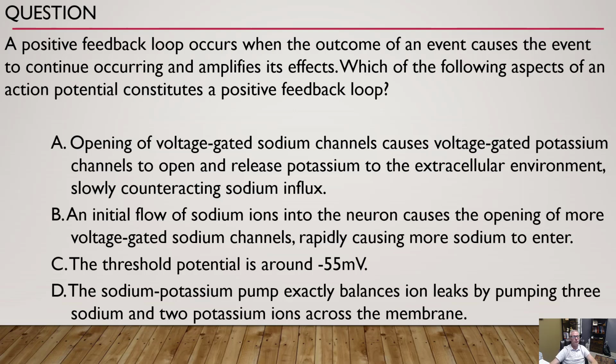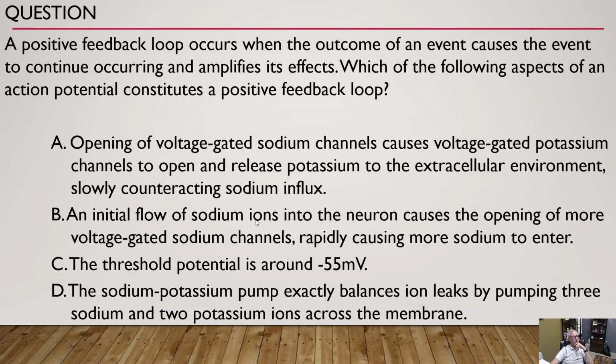So that leads us to this question. A positive feedback loop occurs when the outcome of an event causes the event to continue occurring and amplifies its effect. Which of the following aspects of an action potential constitutes a positive feedback loop? A: Opening of voltage-gated sodium channels causes voltage-gated potassium channels to open and release potassium to the extracellular environment, slowly countering sodium influx.